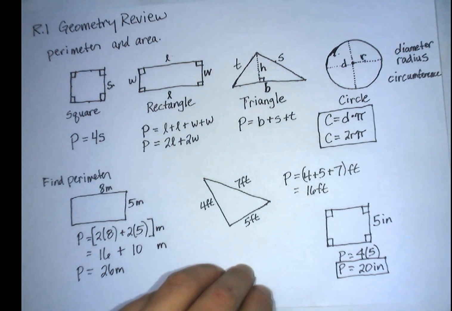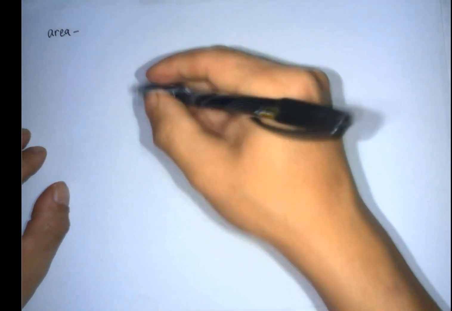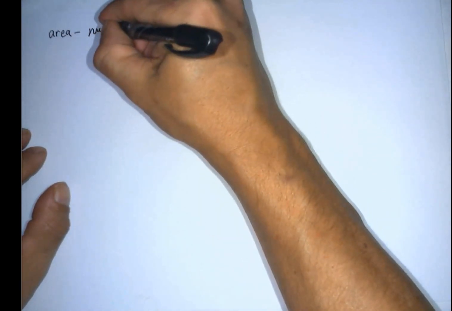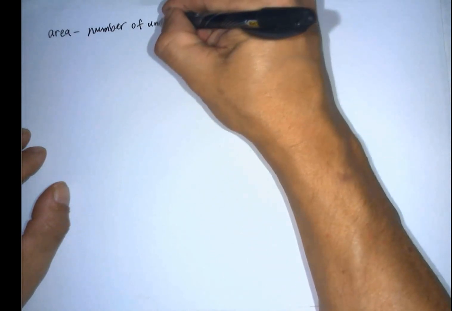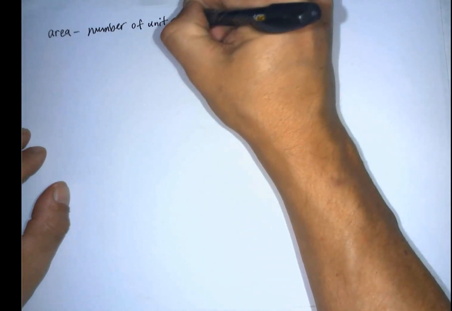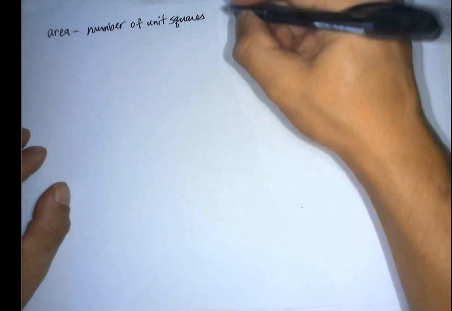Okay, let's talk a little bit now about area. What is the area of a shape? It's the number of unit squares. The number of unit squares that fill the shape.